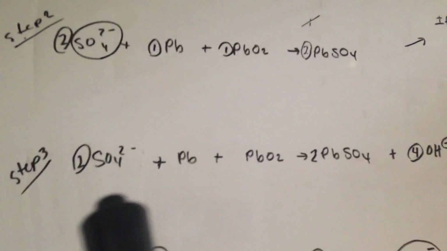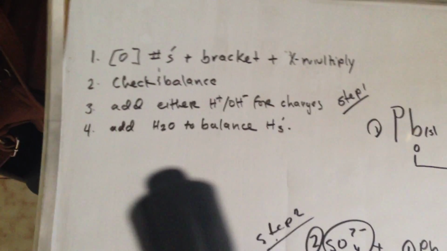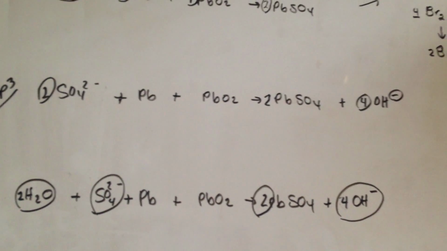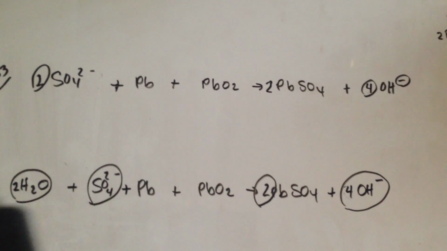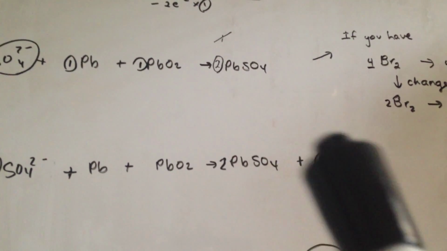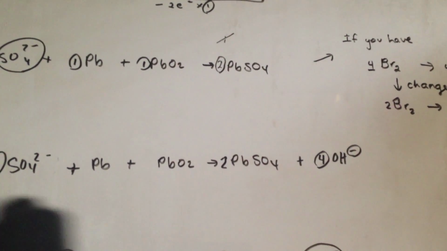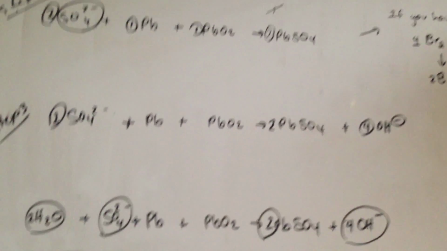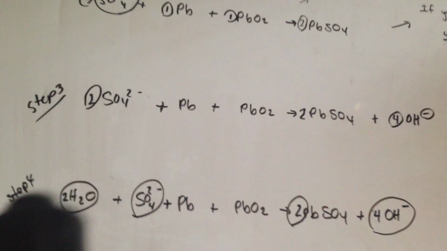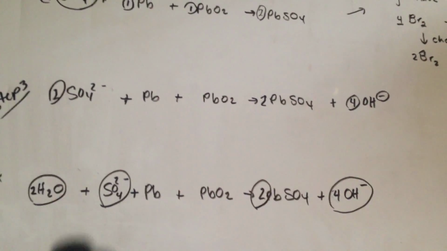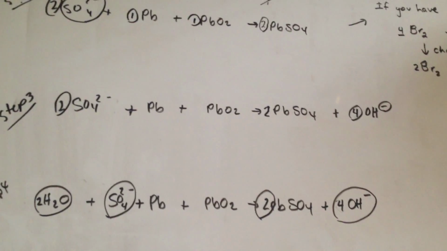Okay, now the last step is add water to balance the hydrogens. We look here, this is the last step. The only thing we need are 4 hydrogens on this side of the equation, okay? So if you look at this, we have 4 hydrogens we added because we added the OH negative, and that means we need to get 4 hydrogens here. What we're going to do is add 2 waters, because 2 times 2 is 4, so we add 2 waters there, and that's it. That's your balanced reaction. Let's make sure everything is balanced.